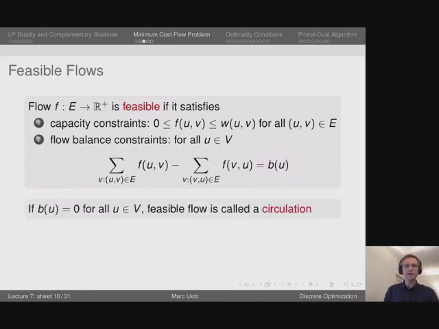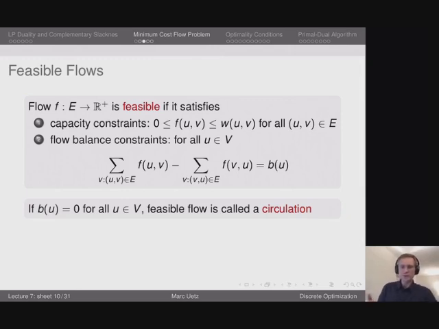There is one special case, namely when all these balances are equal to 0, and such a minimum cost flow problem is called a circulation in the network. Okay, so if all the balances are equal to 0, there is no production, there is no consumption, but nevertheless there could be flow in the network. So the flow essentially circulates in the network without going anywhere.